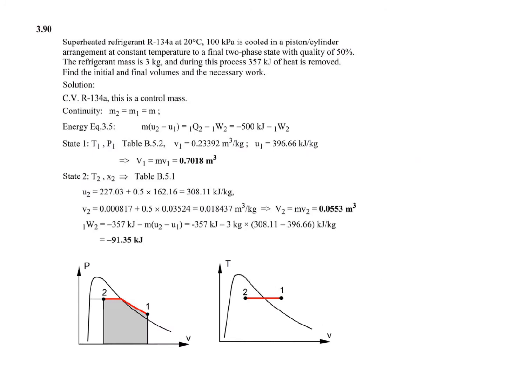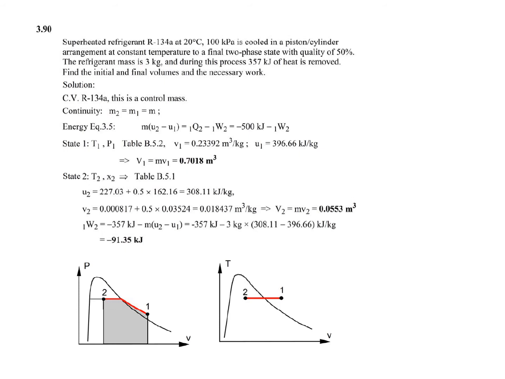Now, superheated refrigerant R134A at 20 degrees centigrade and 100 kilopascal is cooled in a piston cylinder assembly at a constant temperature to a final two-phase state at a quality of 50%. The refrigerant mass is 3 kg, and during this process a total of 357 kilojoules of heat is transferred from the system to the ambience. Find the initial and final volumes and the work required to conduct this process.